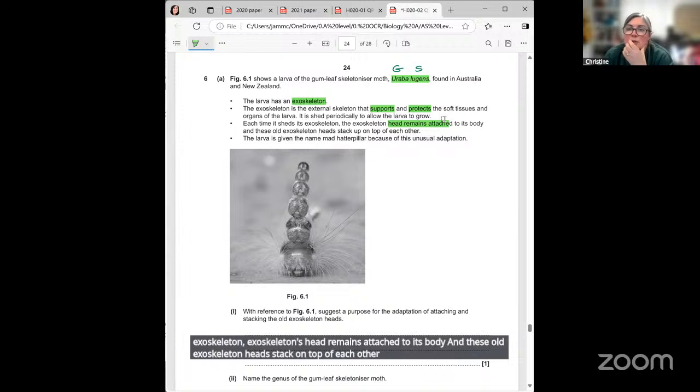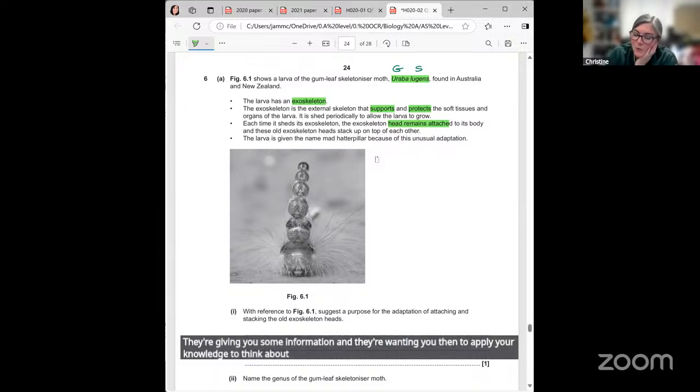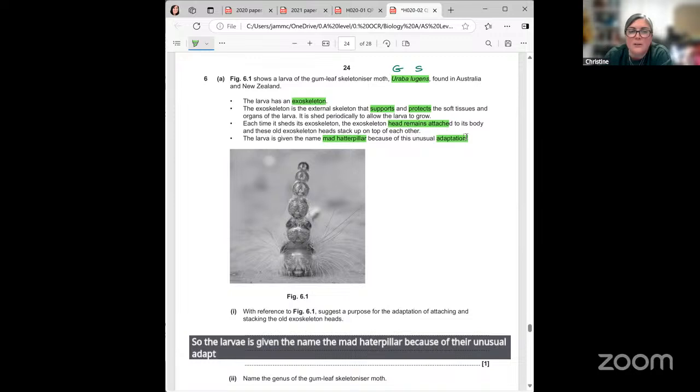So here what they're doing is they're giving you some information and they're wanting you then to apply your knowledge to think about how this actually would work. The larva is given the name the mad caterpillar because of their unusual adaptation. So straight away they're looking at, do you understand adaptations? And therefore, are you able to apply it to situations?